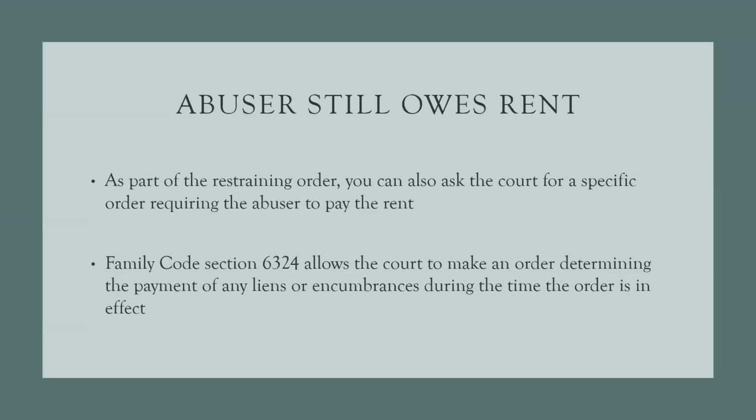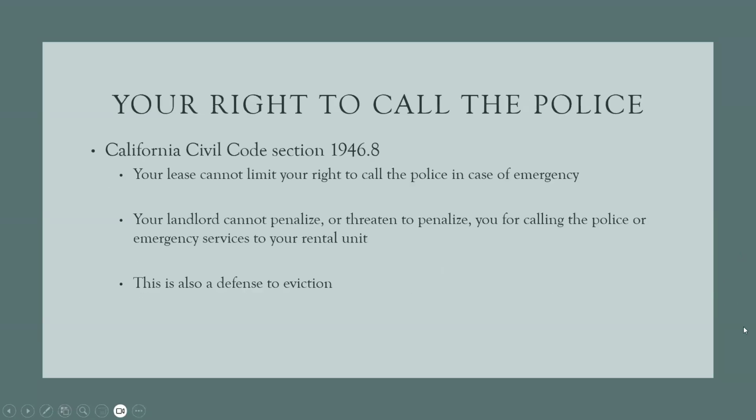6324 allows the court to make an order determining the payment of any liens or encumbrances during the time the order is in effect. So that would include paying the rent, making a car payment, paying the utilities, insurance, anything that they were paying before the abuse occurred and the restraining order was issued. The court can order them to continue paying that for the whole length of the time that the restraining order is in effect.